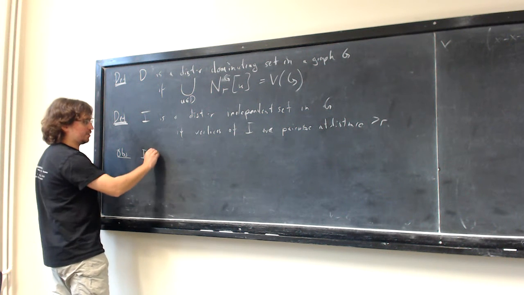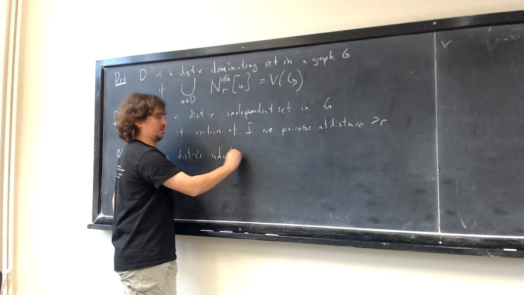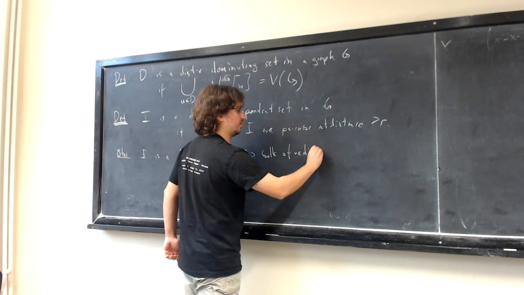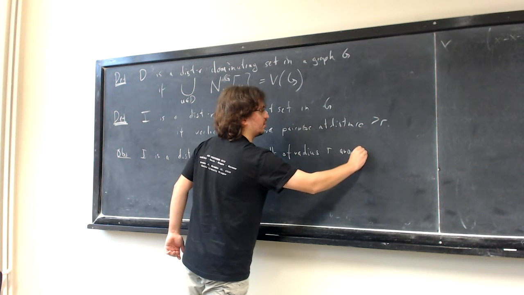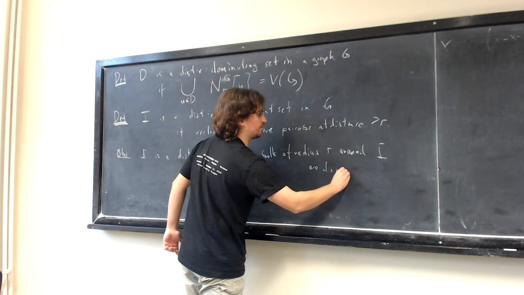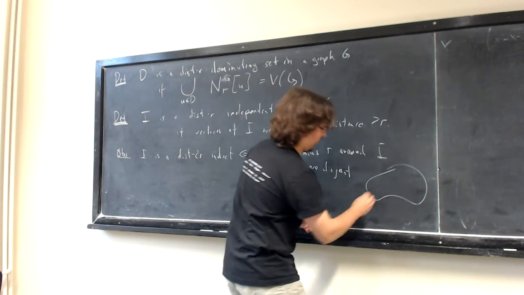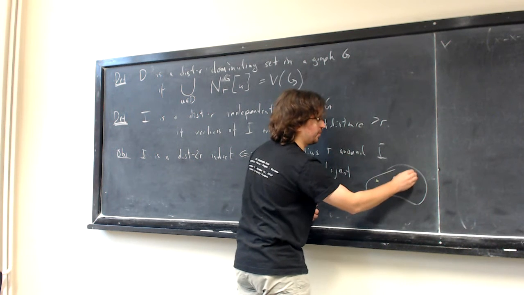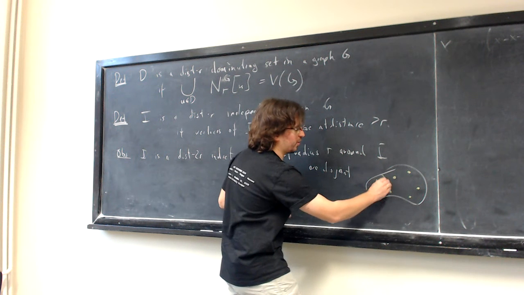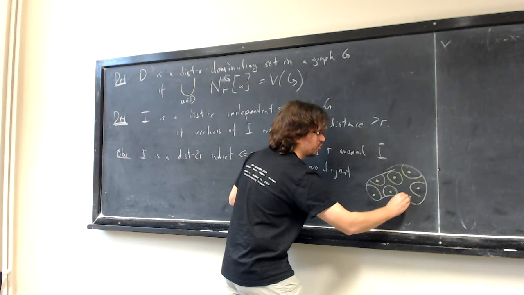So now we had this observation that I is a distance 2R independent set if and only if the balls of radius R around the vertices of I are disjoint. Right, so to see it on the picture, I've got my graph. I have the vertices of my distance 2R independent set, and the fact that they are pairwise at distance more than 2R is the same as saying that if I draw a ball of radius R around each of them, then these balls should be disjoint, right?